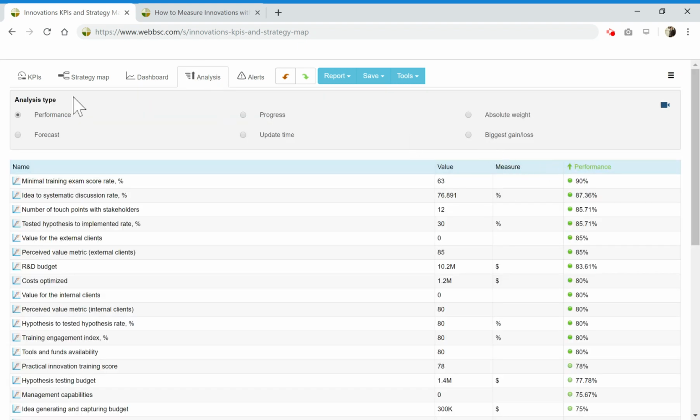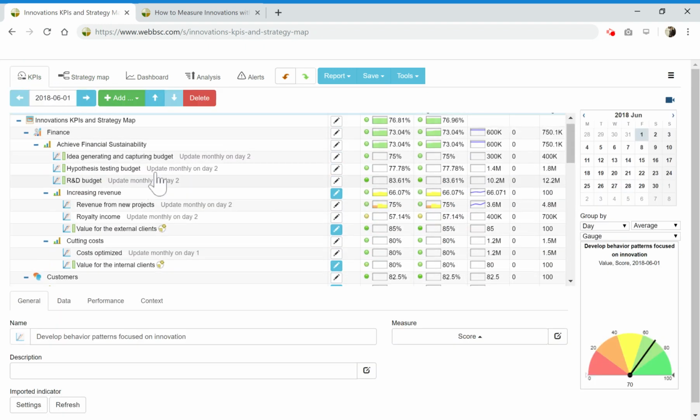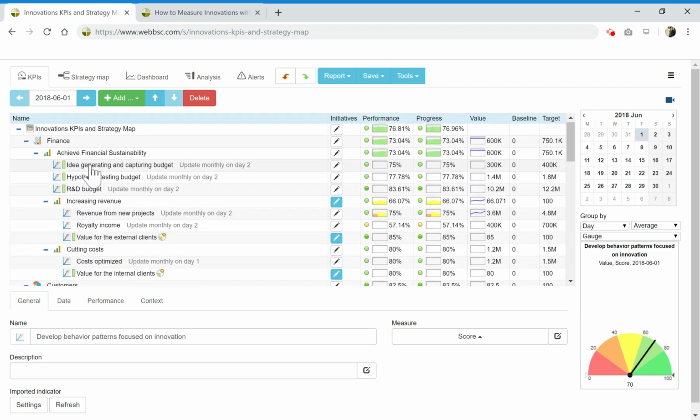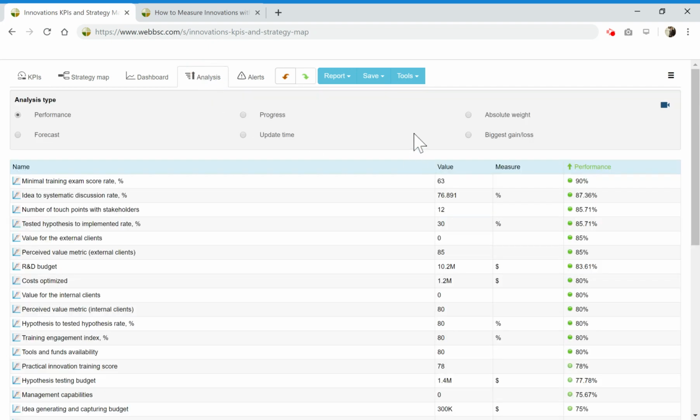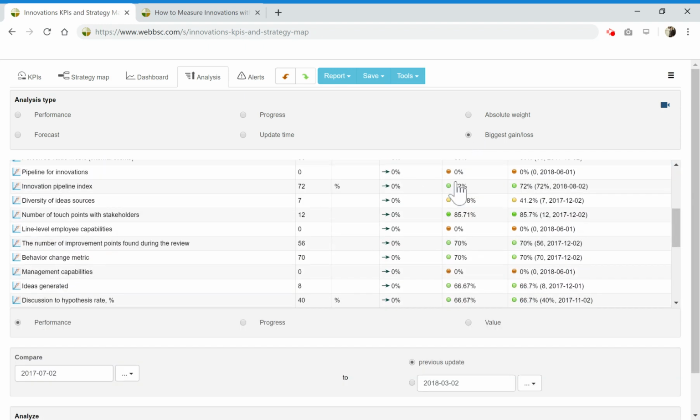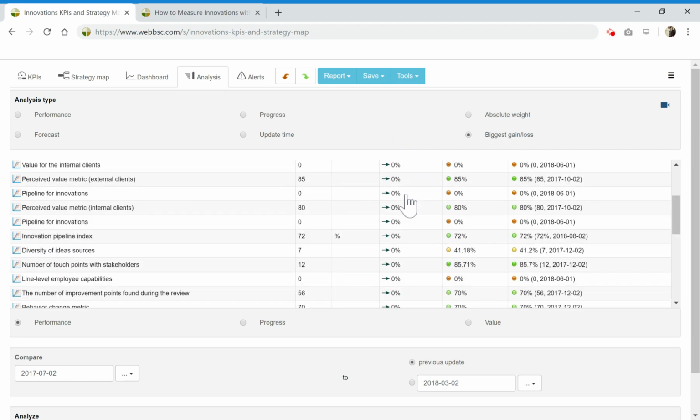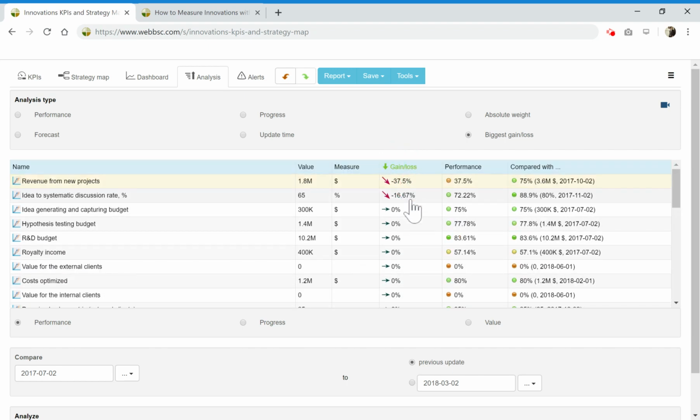Another important thing about the software: if you compare it to thinking about building all this scorecard, all this structure in Excel or in spreadsheet software, versus building it in professional software, here you have certain analysis that you have out of the box. So, for example, you can quickly track which metrics had the biggest gain or biggest loss. For example, I can see that revenue from new projects was a 37% loss in my scorecard. Okay, so that's one application.